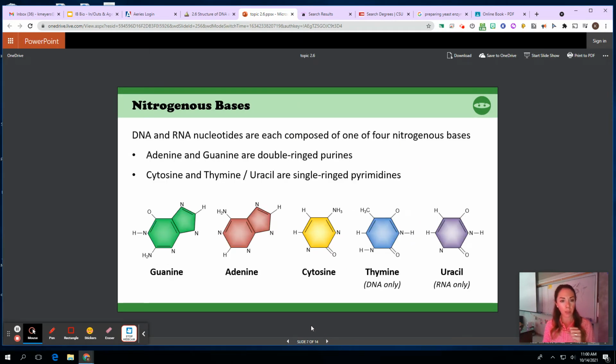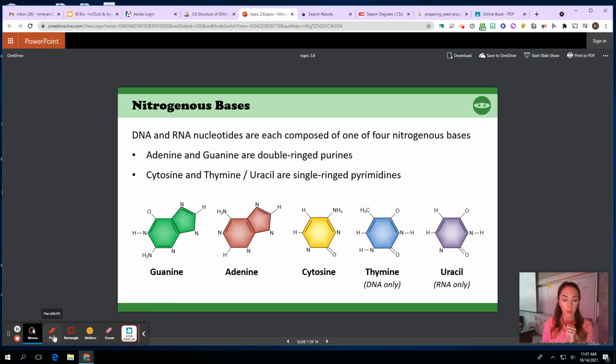Okay, here are my nitrogenous bases, right? So they all have a nitrogen in them. You can kind of pay attention here to where I see all these nitrogens. Do you need to know how to draw these out? No, with all these bonds around, but you do need to know the single and the double rings, okay?